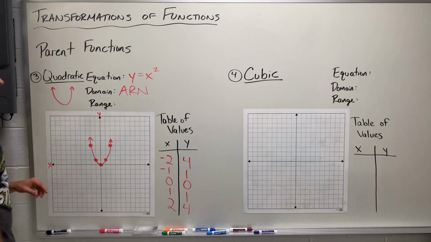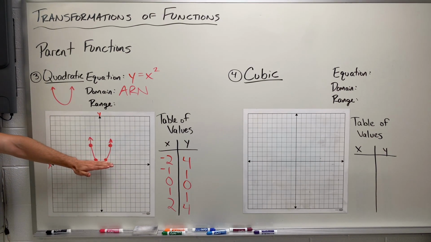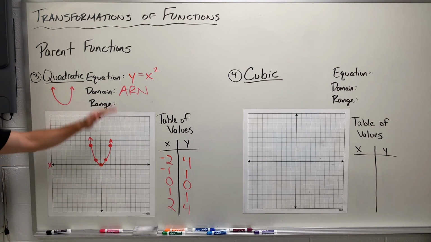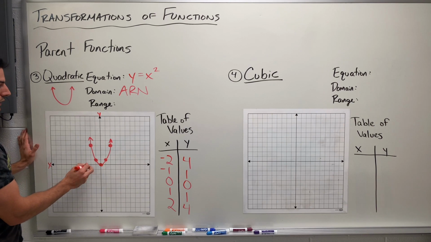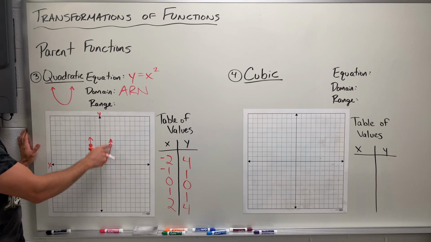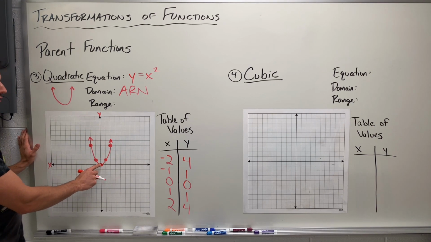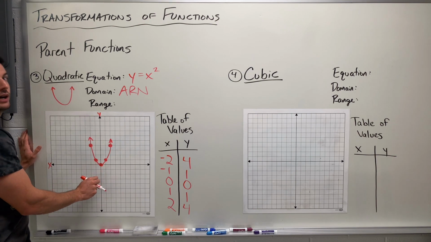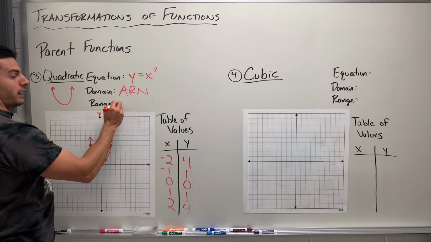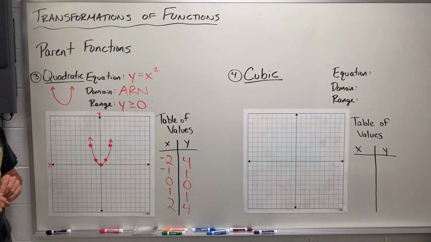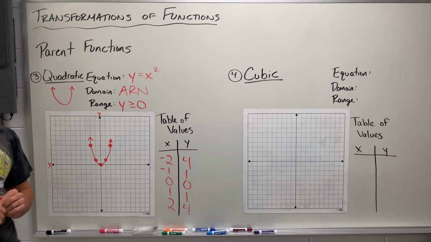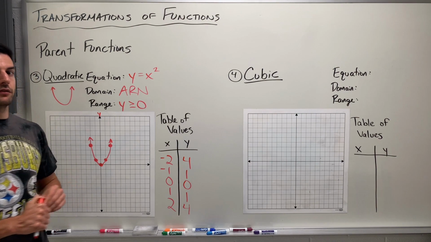And then similarly to absolute value, for the range, same thing. It does not go down forever, but it does go up forever. And for that, we would say the y values, the lowest it ever gets on the y-axis is 0, but then it hits every y value above that. So for that range, we would say y is greater than or equal to 0. All right, so that's the basics of the quadratic parent function.